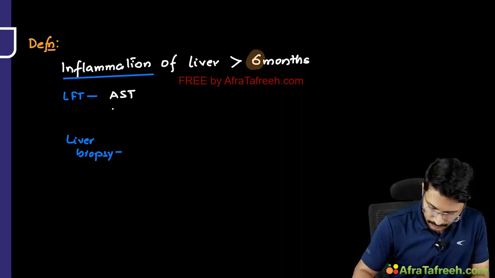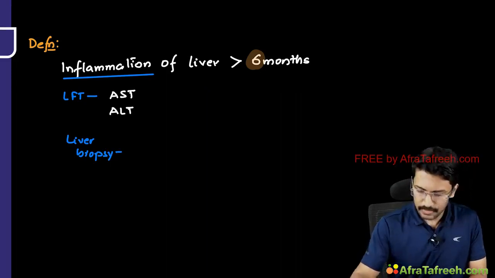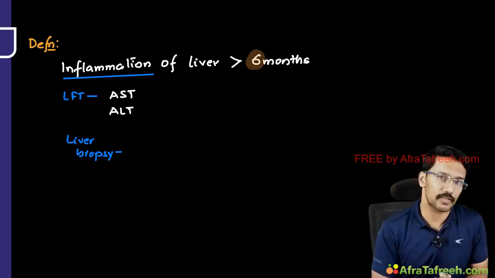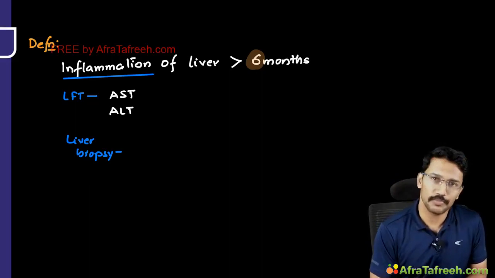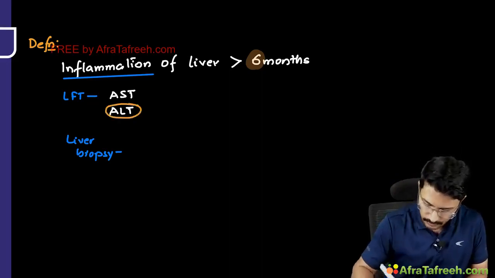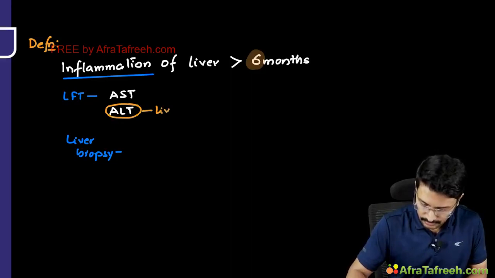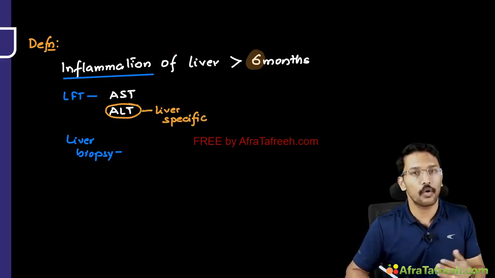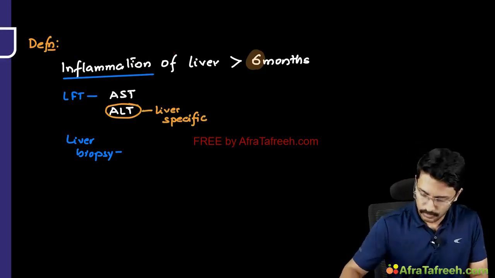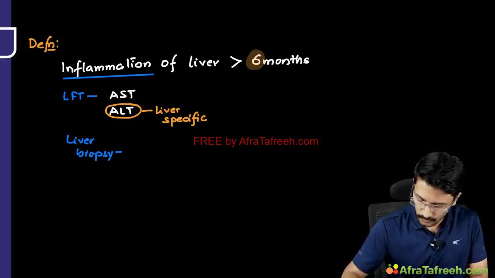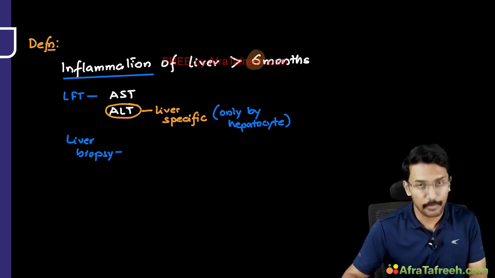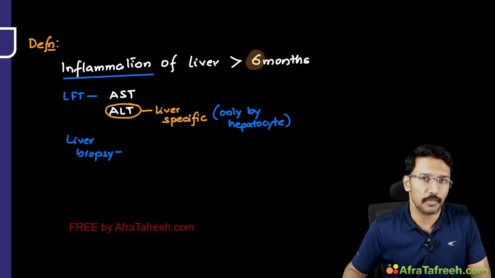AST and ALT. Now, if there is an examiner asking you which one will you specifically consider for a diagnosis of chronic hepatitis between AST and ALT, what should be your answer? Obviously, ALT, right? ALT is liver specific, right? ALT is a liver specific transaminase. That means it is expressed only by hepatocytes. So when ALT is elevated, it means hepatocyte injury is there, right? That means there is an inflammation going on.